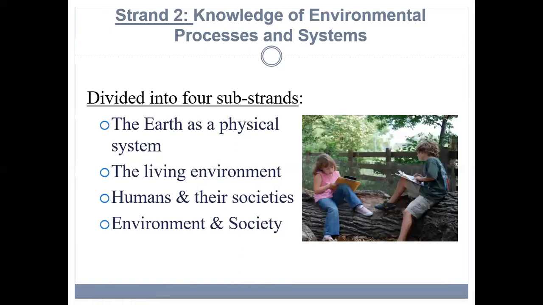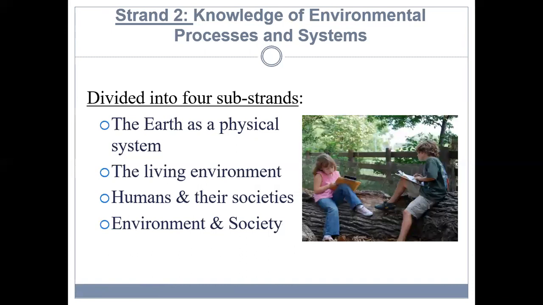Strand 2 is knowledge of environmental processes and systems. And what I love about strand 2 is that they divide it into 4 substrands, and 2 of those have to do with the natural environment, and 2 of those really have to do with the human environment, and the intersection between those 2 things. And those are really treated as equal parts. Sometimes I think it's really easy to focus just on the natural environment or just on the human environment, but this brings them together really nicely.